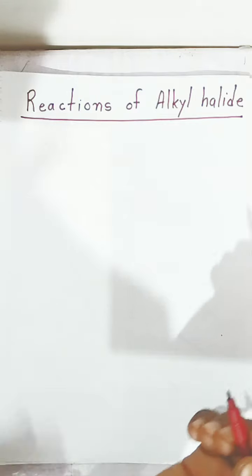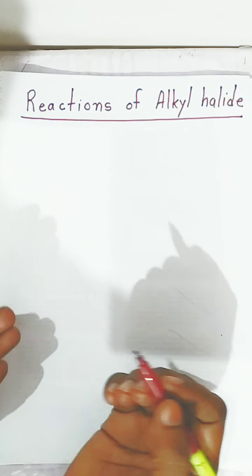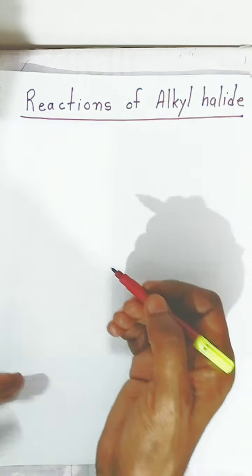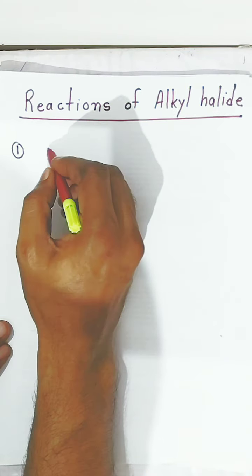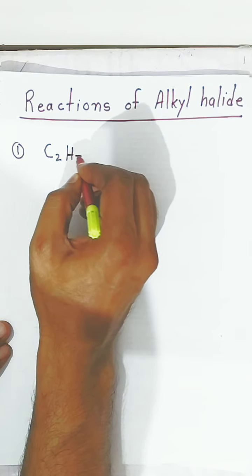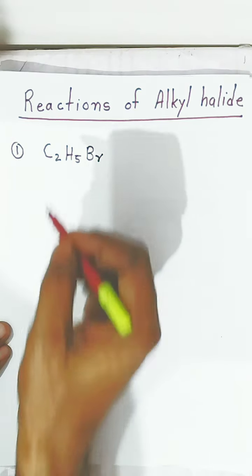Today we are going to see the reactions of alkyl halide. Now students, we have alkyl halide, we are adding some reagent to the alkyl halide and we are getting the corresponding product. The first simple alkyl halide which you have is ethyl bromide, C2H5Br. This is the alkyl halide, very simple, ethyl bromide we call it.